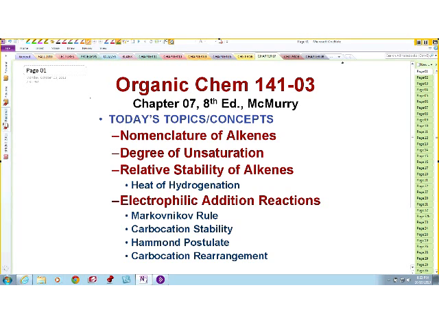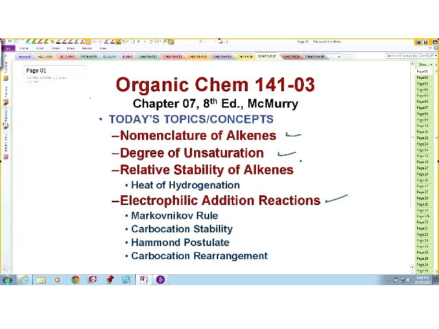In today's session, we are going to conclude our discussion of the chemistry of alkenes. When we left on Tuesday, we discussed the nomenclature of alkenes and the degree of saturation of alkenes. And today we are going to devote most of our time to electrophilic addition reactions of alkenes.